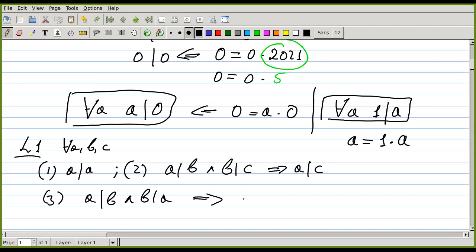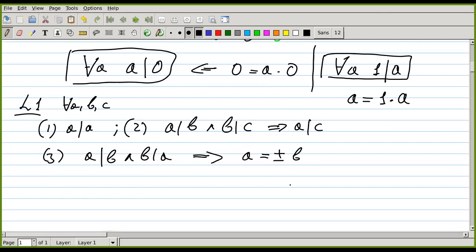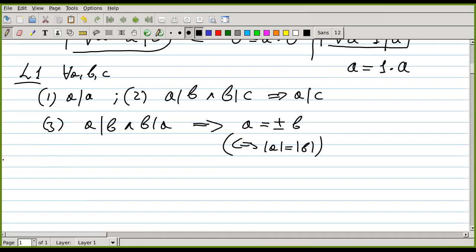Third, if a divides b and b divides a, then what? B equals A. Not exactly. B and A are equal modulo sign, so they are equal up to the sign. They are either equal or the only difference is the sign. Can we write A is equal to the modulus of B? Of course, you can say that the absolute values of A and B are equal. It is the same. Of course. So let's prove this theorem.